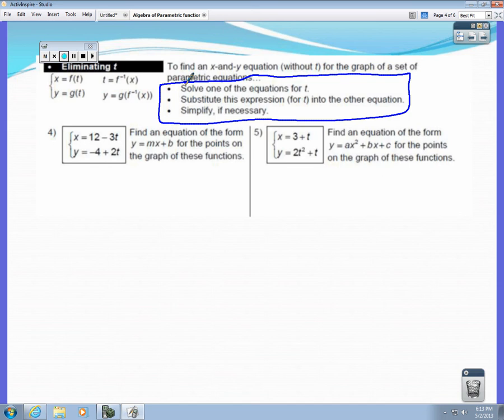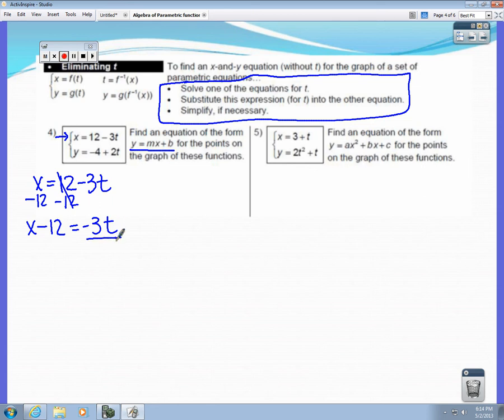So the first thing it says is to solve one of the equations for t. It usually does not matter which one you pick, but you want to find one that is easiest. Now if you look at number 4, it said our answer needs to be in y equals mx plus b form. So we're going to start with the x equation. So x equals 12 minus 3t. We want to get the t by itself. So I need to move the 12 to the other side, which would give me x minus 12 equals negative 3t.